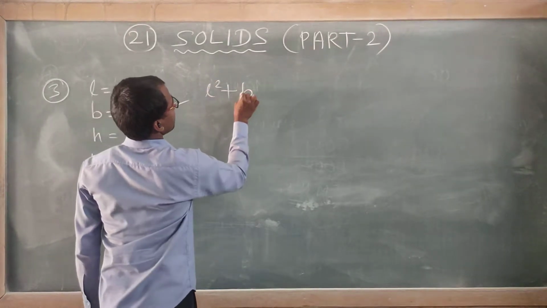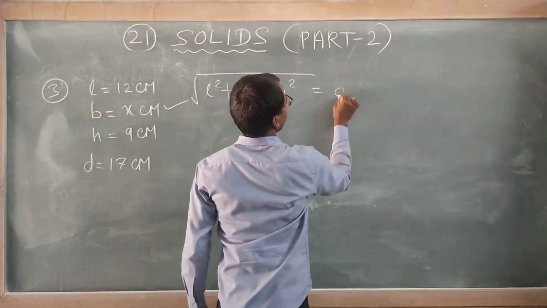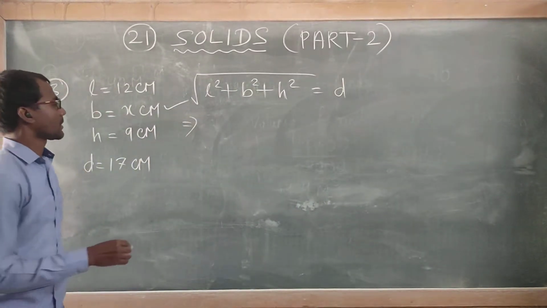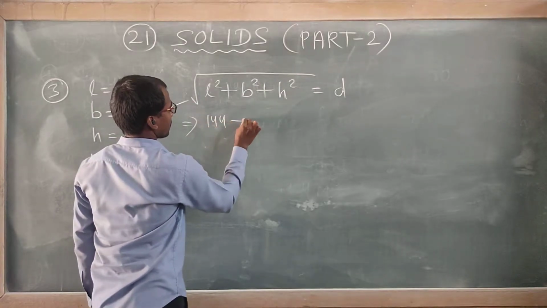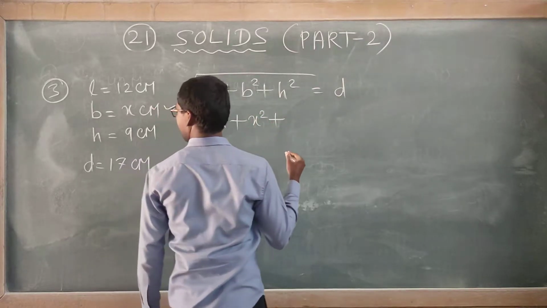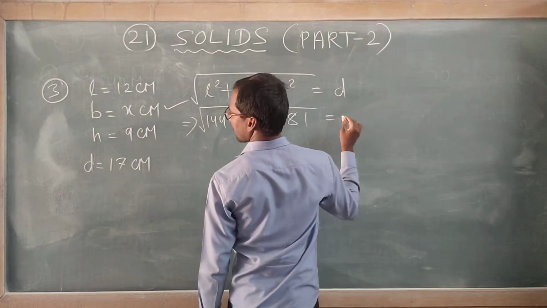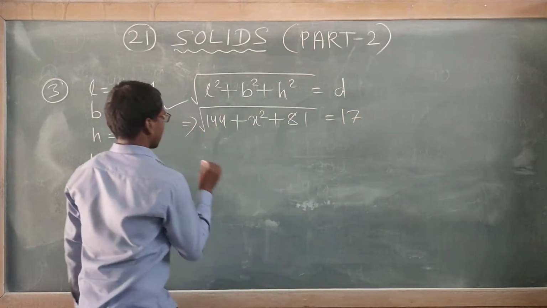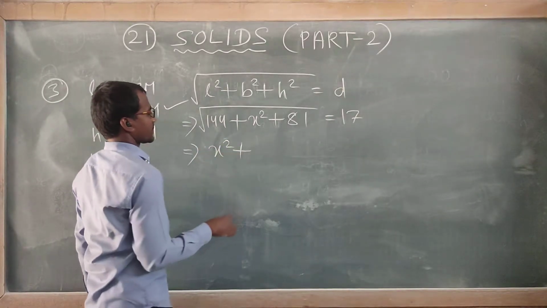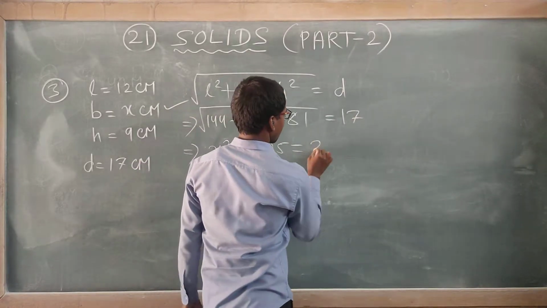Square root of L square plus b square plus h square is equal to d. L square means 12 square, which is 144, b square means x square, h square means 9 square, which is 81. The diagonal is 17. So square root of x square plus 144 plus 81, which is 225, is equal to 17.